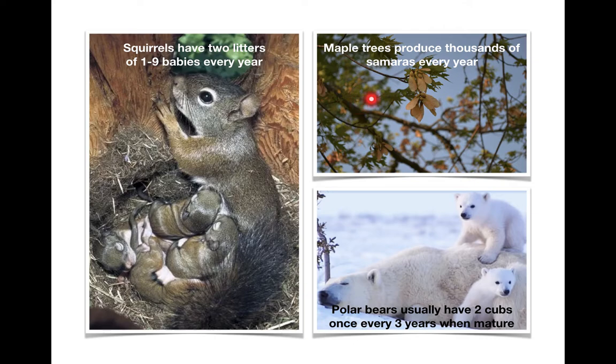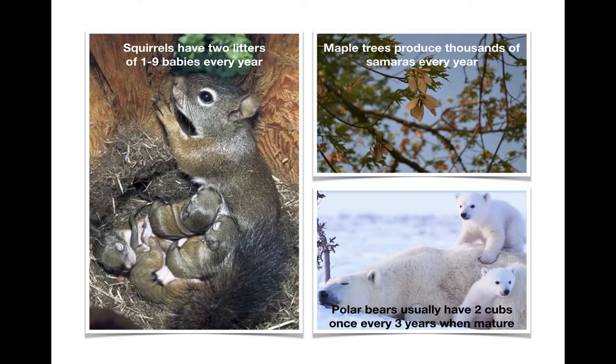Maple trees, once they're mature, they produce thousands of samaras every year. There's these little seeds here called samaras. Some people call them whirligigs or helicopters. Their official biological name is samara. And we have polar bears. Polar bears have 2 cubs once every 3 years or so when the female is mature. And they take care of their cubs usually for the first year.